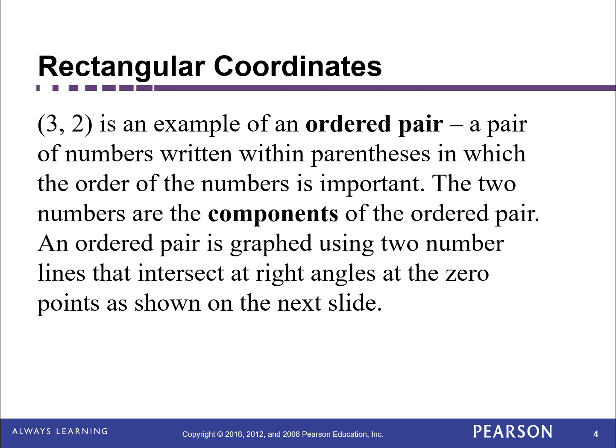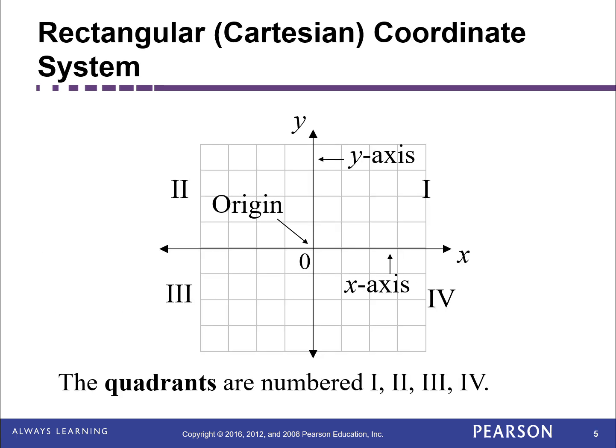An ordered pair is graphed using two number lines that intersect at right angles at the 0 points shown on the next slide. Now, the 0 point is called the origin. It's there in the middle, as you can tell. We have an x-axis and a y-axis, and we have different quadrants: the first quadrant, second quadrant, third quadrant, and fourth quadrant.